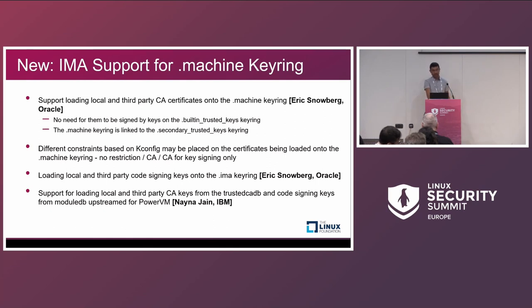So now I will talk about the machine keyring that was done by Eric Snowberg, and this is one of the key points to have a successful secure boot because it allows users to load local and third-party CA certificates and to use them for signature verification. There can be different restrictions on this keyring: it's possible to have no restriction, to load only CA certificates, or to load CA certificates that are used only for signing keys. Eric also added the support for loading local and third-party CA certificates into the IMA keyring for IMA appraisal. Finally, Nayna Jain added support for extracting these CA keys and code signing keys, respectively from trusted CADB and from moduleDB in the PowerVM architecture.